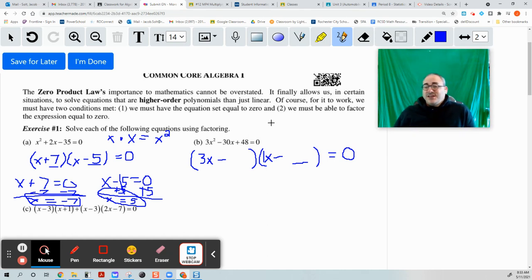Okay, so I got two negatives. I'm looking at two numbers. Both of them are negative. One of them gets multiplied by 3. When I add them up, I'll get negative 30, and they have to multiply together to be 48. Whew. Okay, let me try. Let me think about factors of 48. There's 1 and 48, 2 and 24.